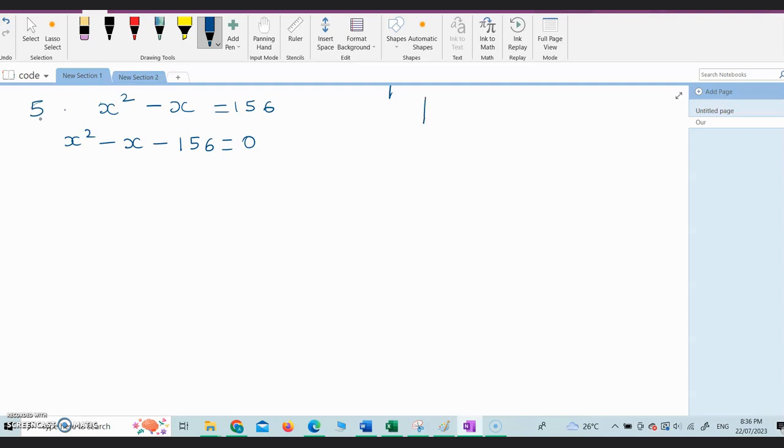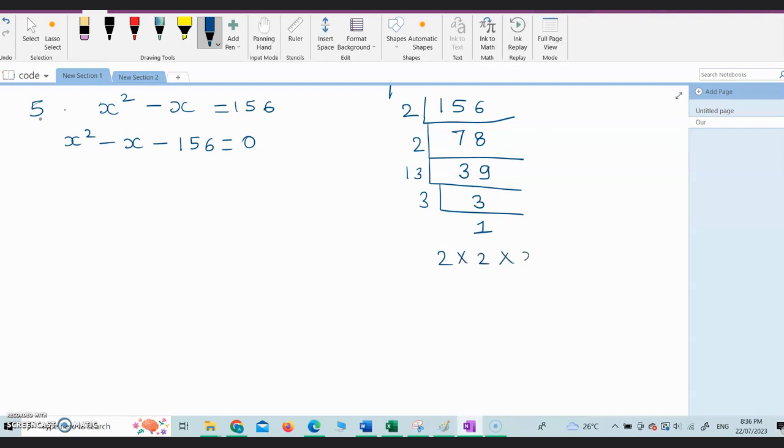156 is a big number, so we will find the factors like this. Hope you remember this method. 2 7s are 14, 1, 2 8s are 78, then 39, and then 1. So the factors are 2 into 2 into 3 into 13. From this we need to find the two numbers which we can add or subtract to get 1. I can clearly see, I deliberately write them like this.